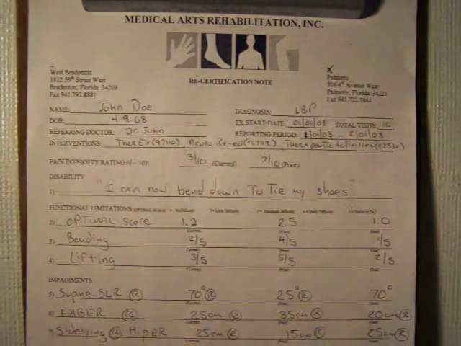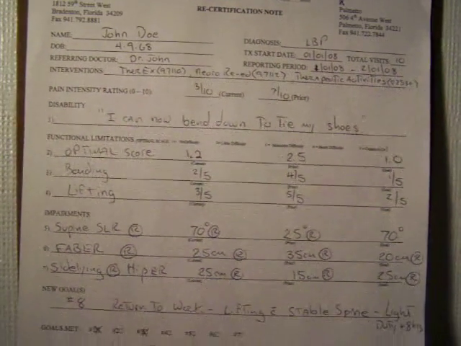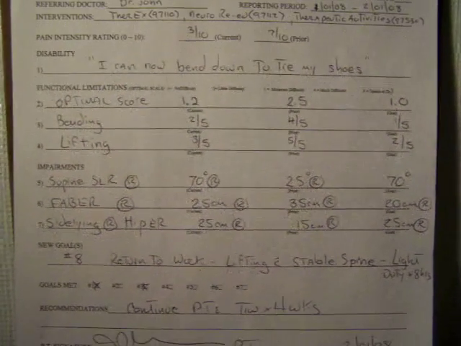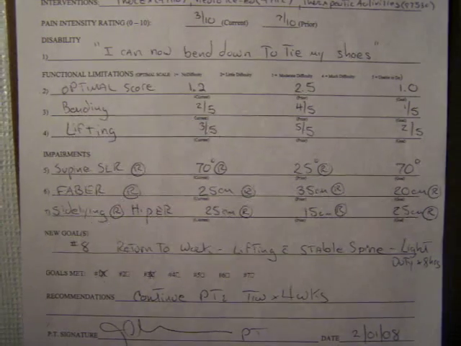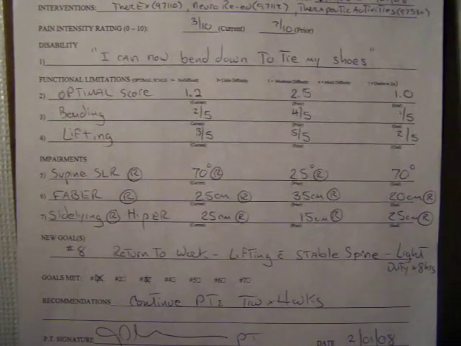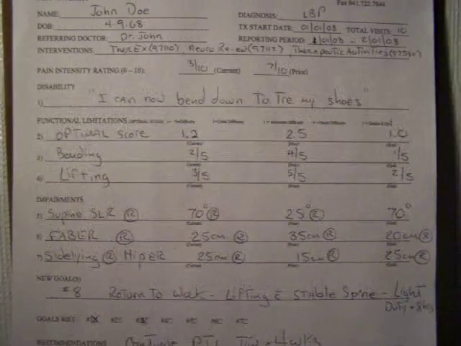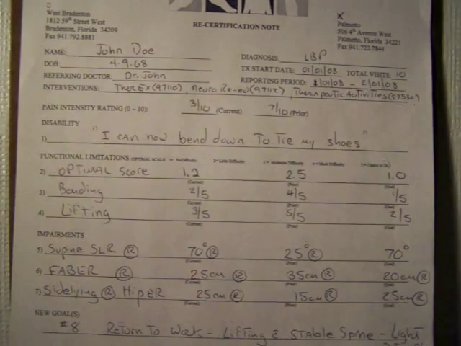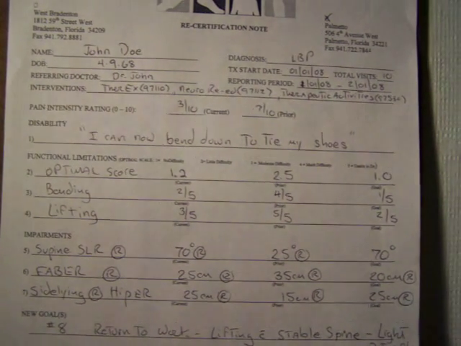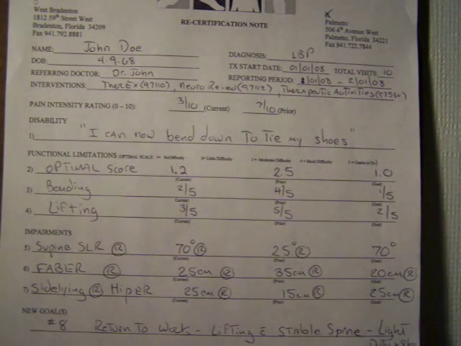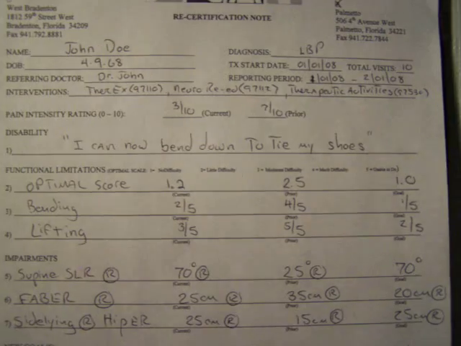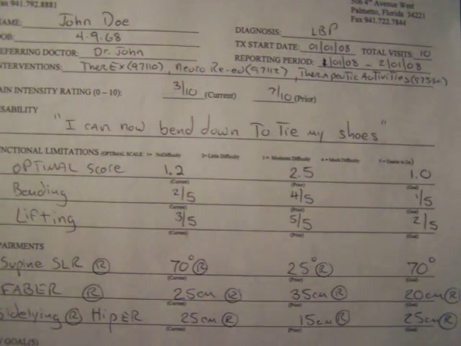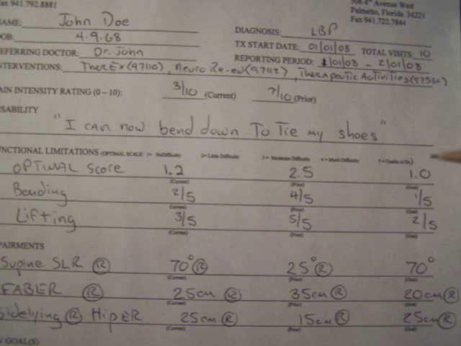So, set the camera down carefully, if you can see. I'll go back up. Name, diagnosis, date of birth. Okay, treatment start date. Hopefully you can still read that. January 1 to February 1, 10 visits. The reporting period, that's a requirement.